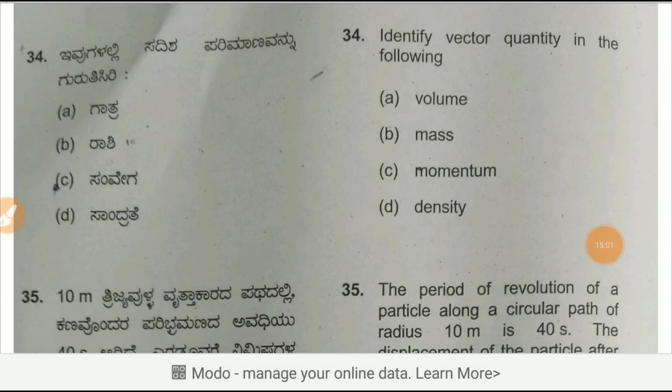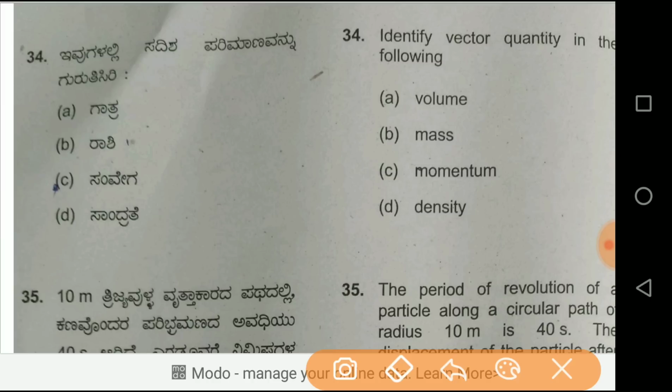Next question. Identify the vector quantity in the following: volume, mass, momentum, density. Vector quantity consists of both magnitude as well as direction, whereas scalar quantity consists of only magnitude. Volume is a scalar quantity. Mass is also a scalar quantity, and density is also a scalar quantity. Therefore, the right answer is C, momentum, having both magnitude and direction. Examples of vector quantities are displacement, weight, force, momentum, acceleration, velocity, etc.